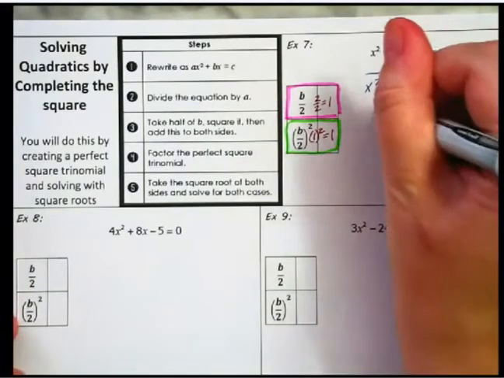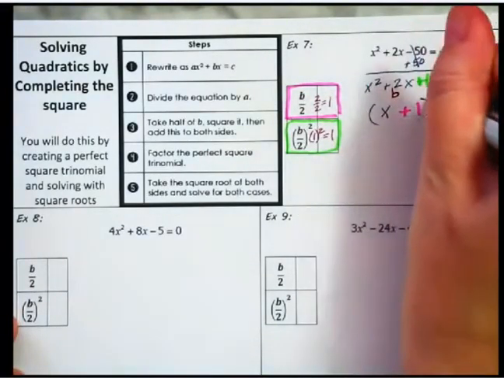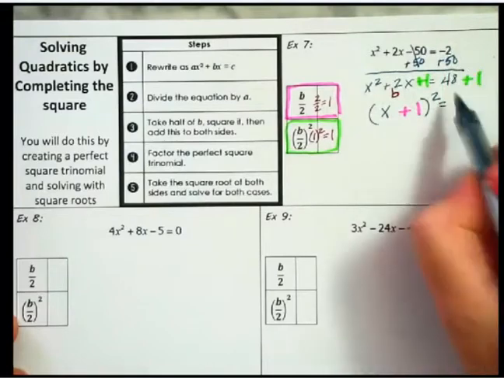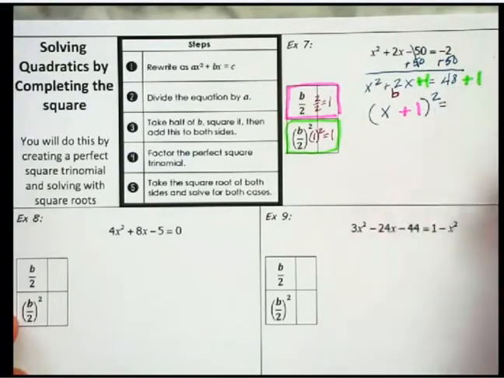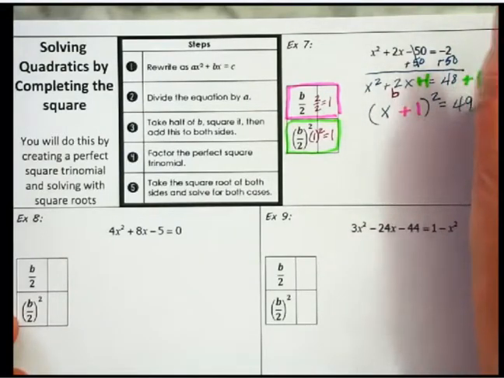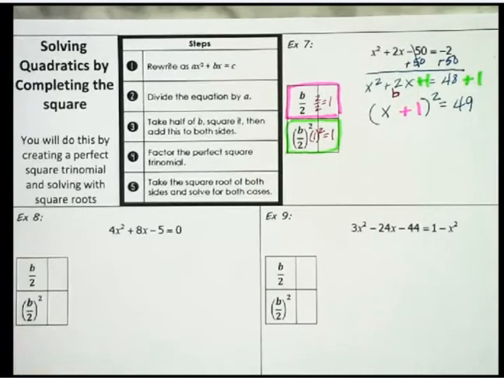And now I'm going to write this as a binomial squared. And it's going to equal that 48 plus 1 on the other side, which is 49. We've just completed the square. Everything that we did was completing the square.